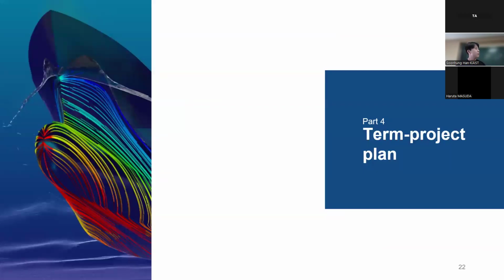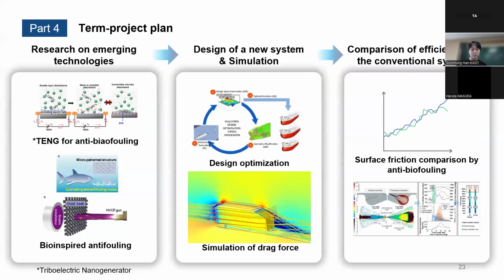Now let me explain our project plan. Firstly, we plan to explore new approaches such as TENG or bio-inspired methods, rather than focusing on commercially available technologies. Once we decide our topic, we will design a system using these new technologies and conduct simulations. And we will compare fuel efficiency and other aspects between our system and conventional systems.